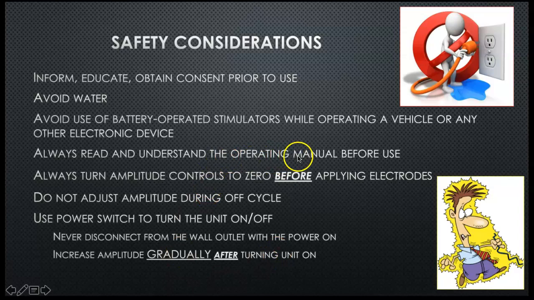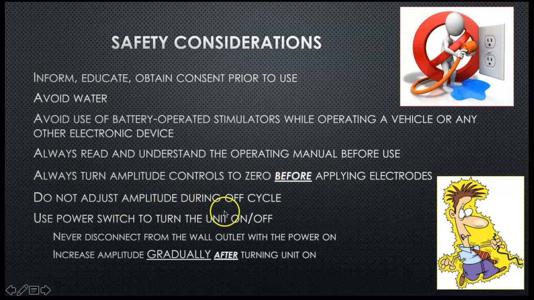Always make sure you have looked at the operating manual. In our lab and also on D2L, I have put all the user manuals for all the machines. And you will have to look through them sometimes just to be certain or just to get some clarity. So you'll have to do that in the clinic and in real life too. And then make sure you are always starting the amplitude out at 0 before you ever apply electrodes, or you will shock yourself or surprise your patient. So just make sure everything is set at 0 before you start applying it.